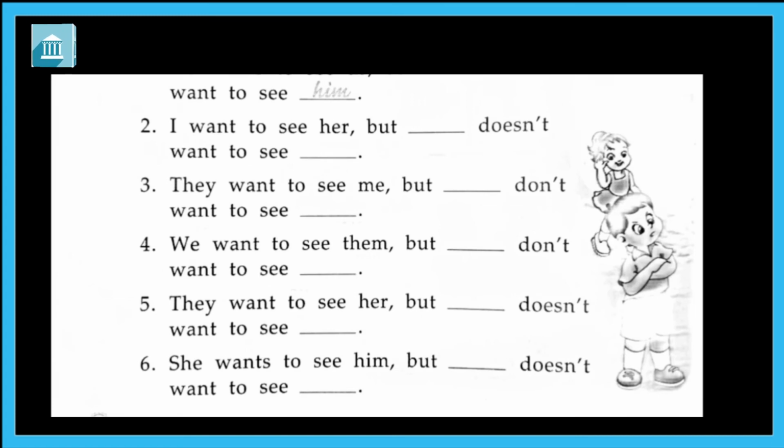Last exercise of our revision portion. Fill in the blanks with subject and object pronouns. Now you remember what is subject pronoun? The doer of the action is subject pronoun and the receiver of the action is called object pronoun. See, first one is already done. He wants to see us but we don't want to see him.